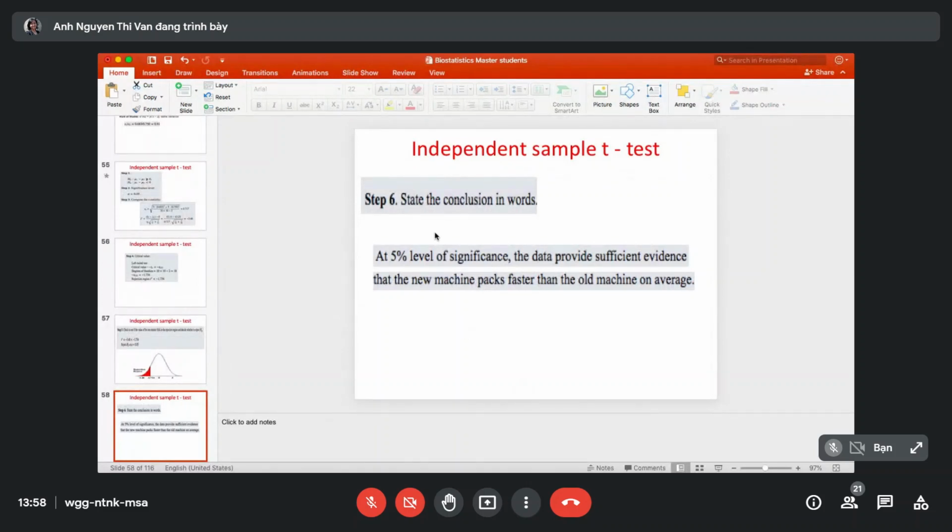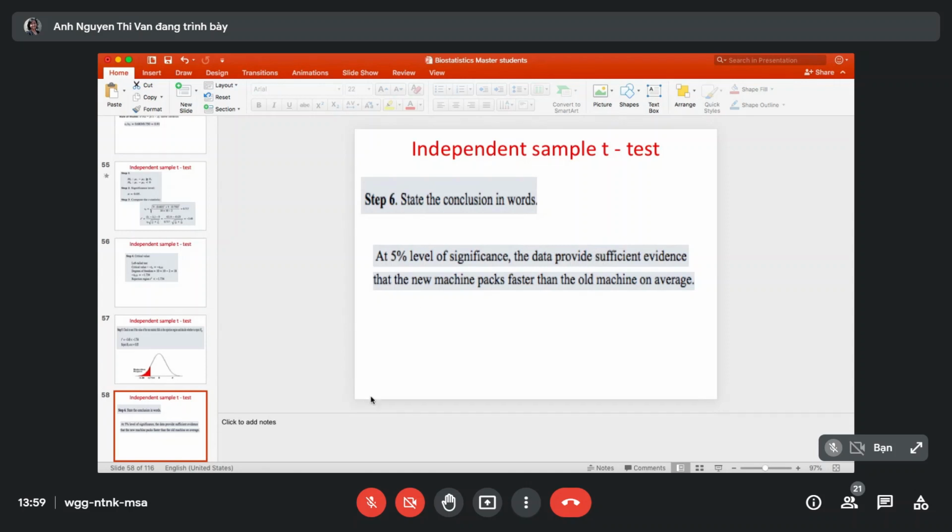So we need to write down the conclusion in words. At 5% level of significance, it means when alpha is 0.05, the data provides sufficient evidence that the new machine is faster than the old machine on average. Finally, you will write out the conclusion, and it's very important when you report the data. You need to give the conclusion about the data for the readers, and you need to write correctly.